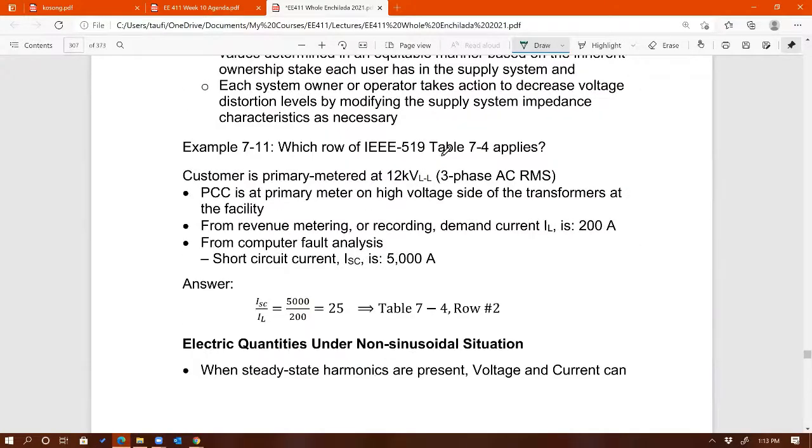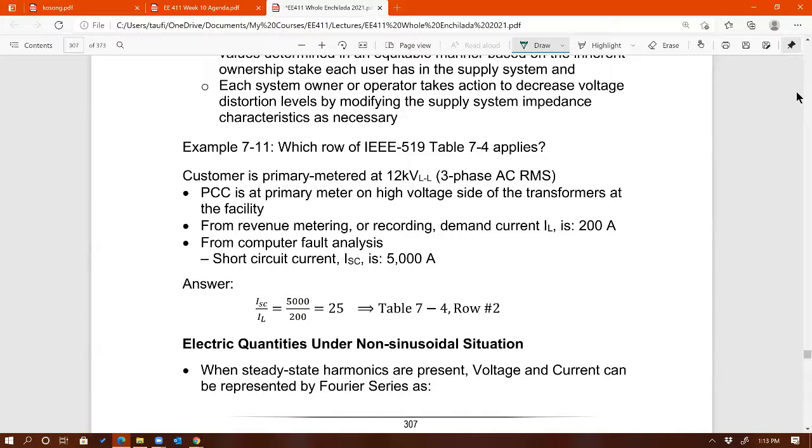Which row of IEEE 519 should apply for this example? The customer is primary metered at 12 kV, so that means the high voltage side. The full load current demand is 200 amps, and from short circuit analysis, the short circuit current is 5,000 amps. So from there, you can get the ratio of the two currents: 5,000 divided by 200 is equal to 25.